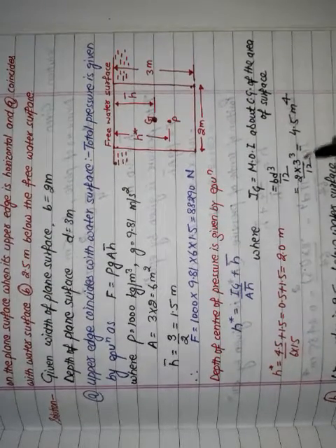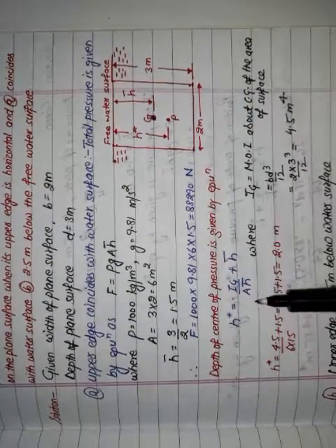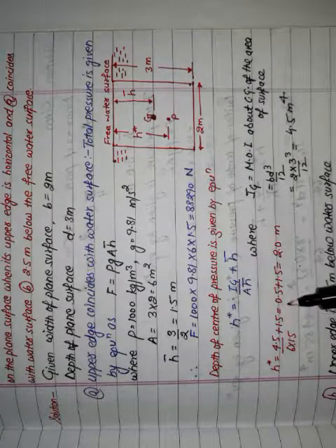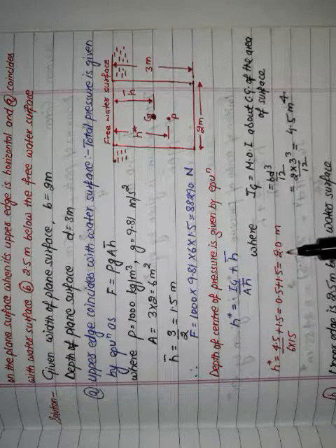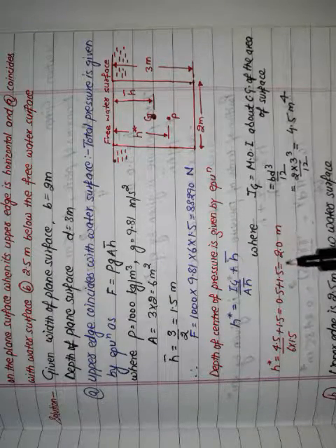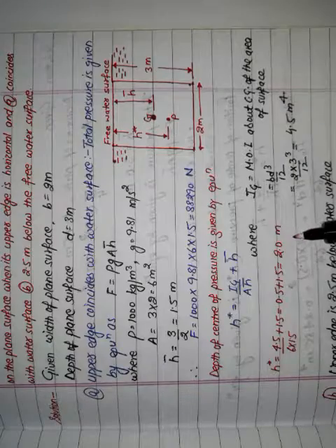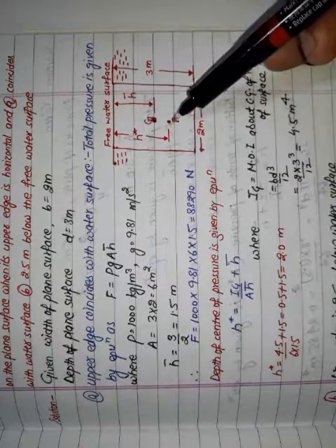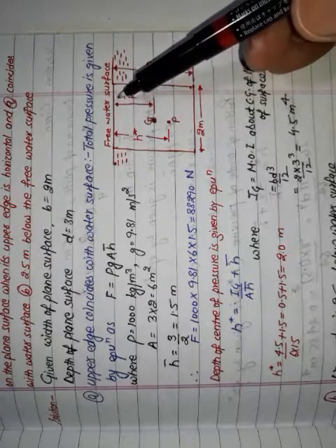So here substituting these values in this equation, then we get h star equal to 4.5 upon 6 into 1.5 plus 1.5. So that is equal to 0.5 plus 1.5, that is 2 meter. So h star, that is 2 meter. So here the P point lies at a distance of 2 meter from free surface of liquid.